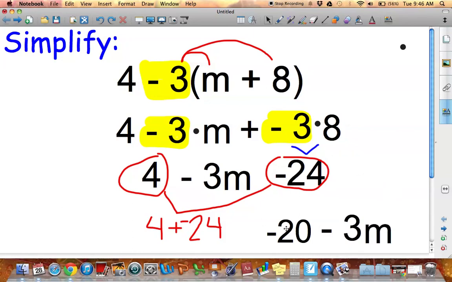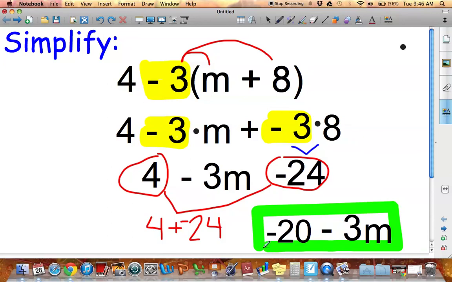The negative 20 comes from combining the constants here. The negative 3m is still there for the ride. This is my totally complete answer. I know I can't simplify anymore because the first term is a constant and the second term has an m on it. I can't put those two together.